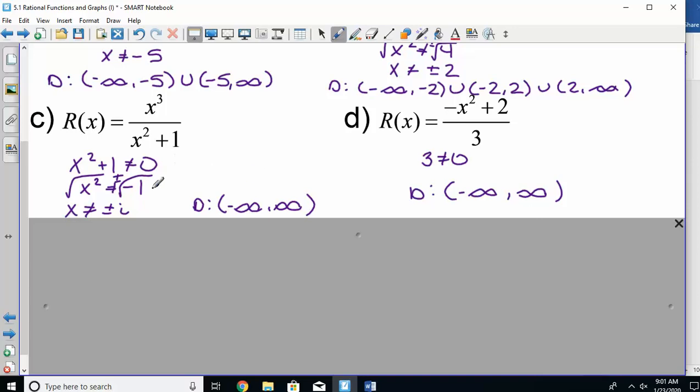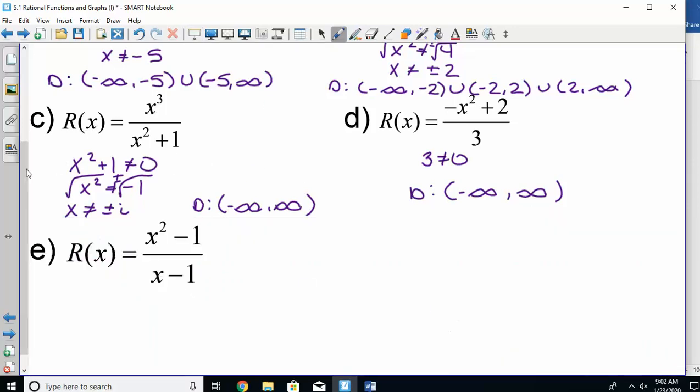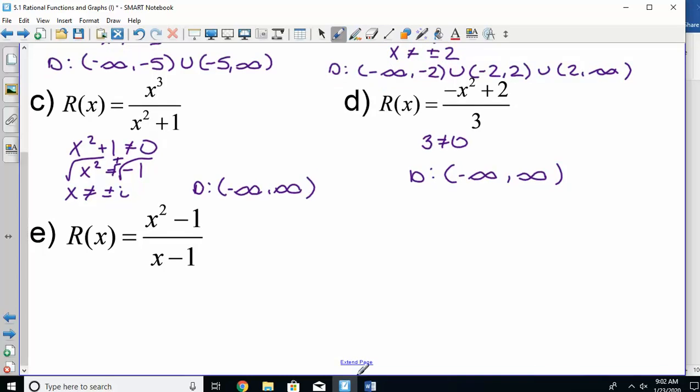Alright, you guys do E for me. So what can x not equal? So how do you write that?